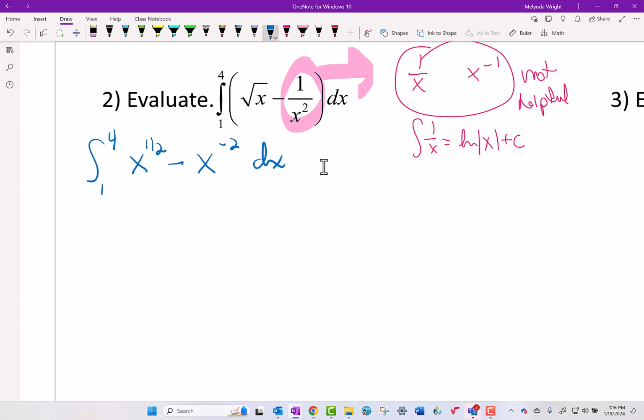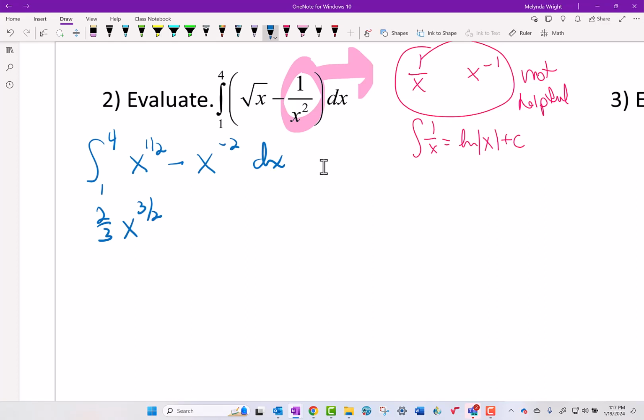All right, here we go. So let's do our reverse power rule. So I'm going to add 1 to 1/2. It's a fraction. So I'm going to add 2 over 2 to 1 over 2, and I get 3 over 2. And I divide by 3 over 2. Dividing by 3 over 2 is the same thing as multiplying by 2 over 3. And that's my first antiderivative.